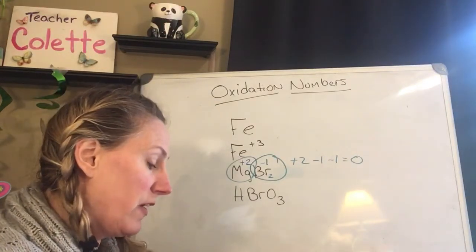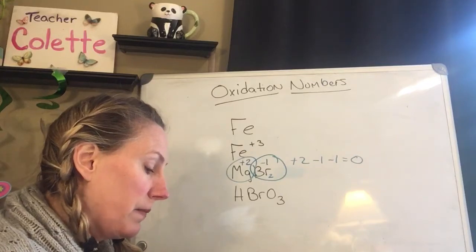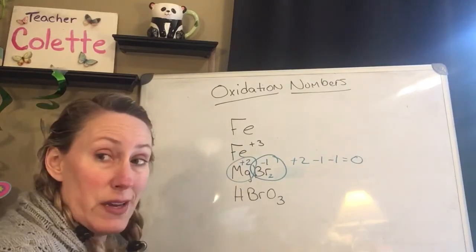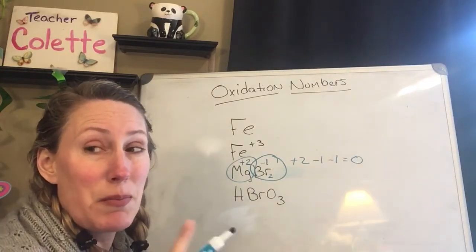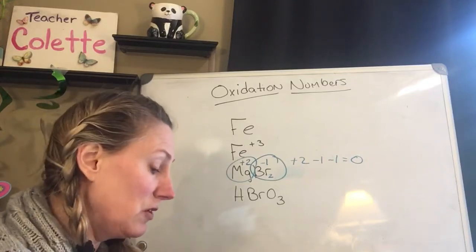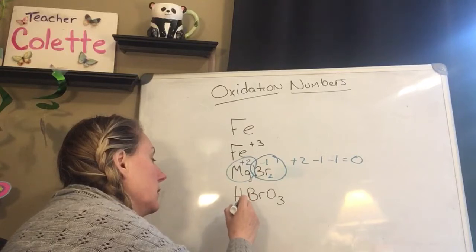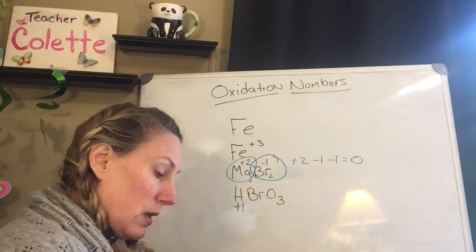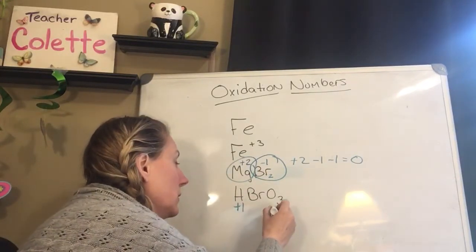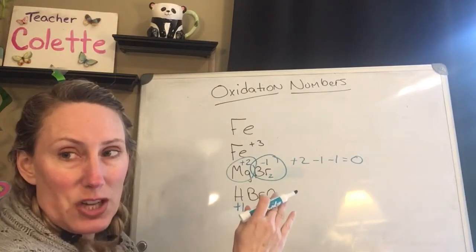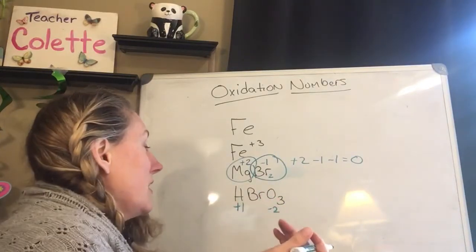So here we have HBrO3. The hard thing here is just to remember to count all of your atoms. So they're telling you that H is +1 and O is -2 and it's got no overall charge. So that means they didn't tell us what Br is.